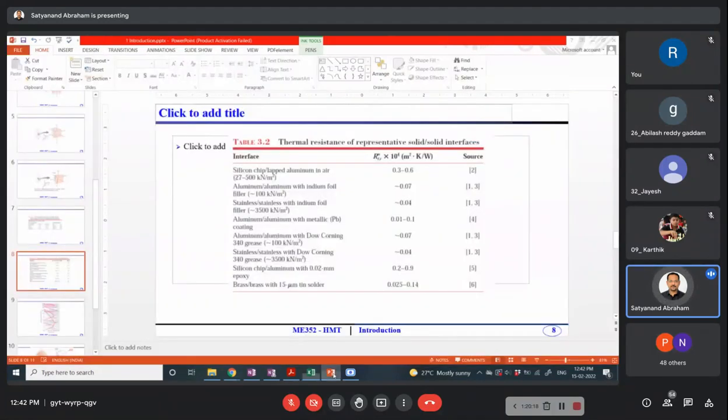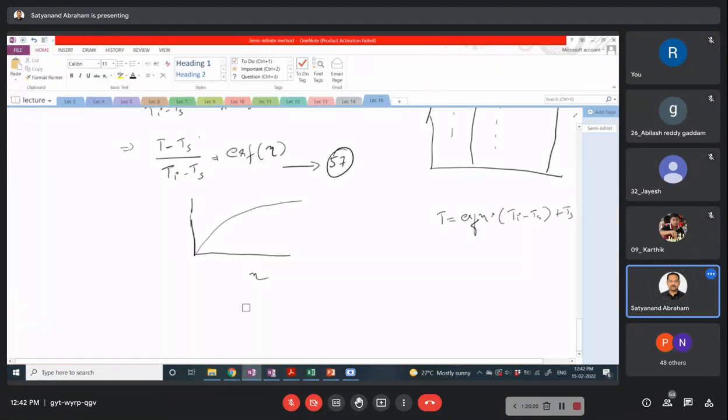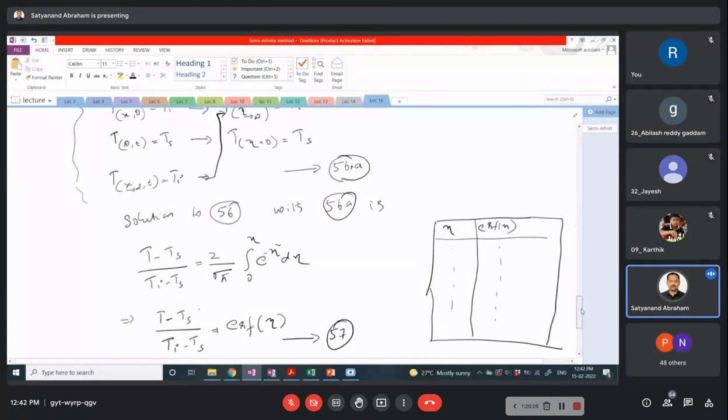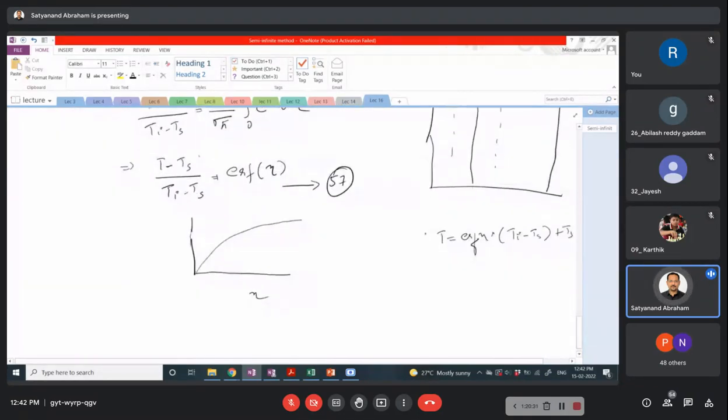One more small topic is left in this, which is the total heat transfer. What we saw so far is the temperature profile within the solid, how the temperature profile varies with time. But what is also important is the heat transfer from the surface up to a particular time.